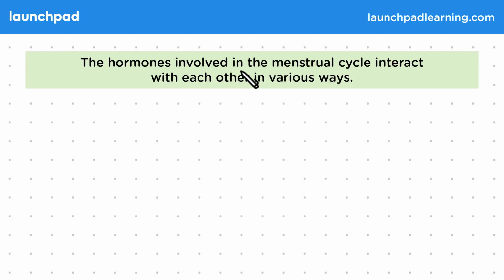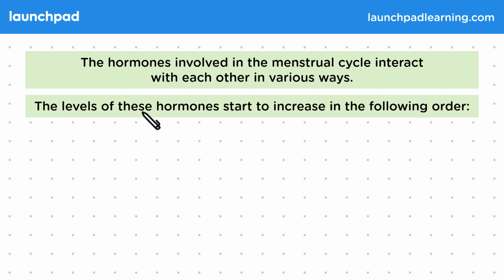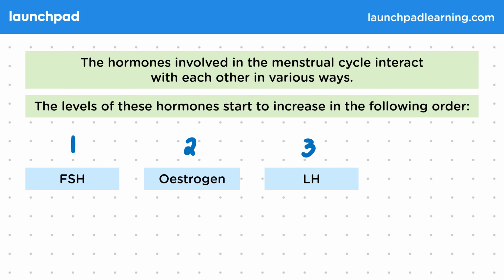The hormones involved in the menstrual cycle interact with each other in various ways. Remember that the beginning of the menstrual cycle is the period or menstruation. The levels of these hormones start to increase in the following order. FSH or Follicle Stimulating Hormone rises first. Then estrogen rises, followed by Luteinizing Hormone or LH, and finally progesterone rises.